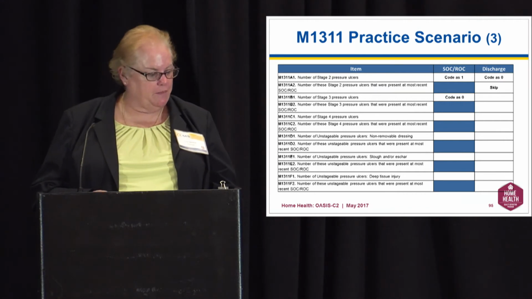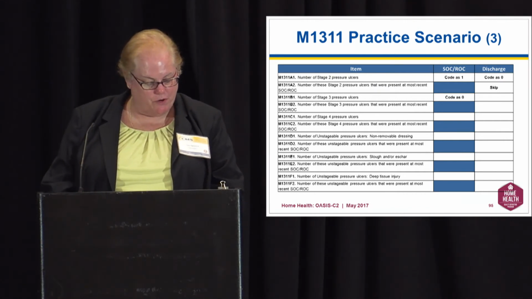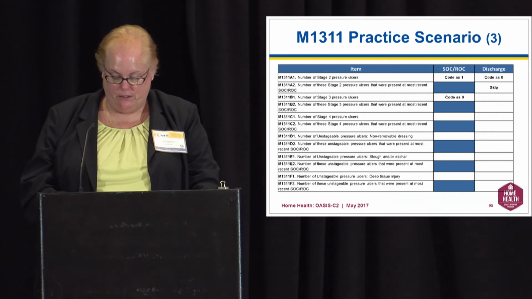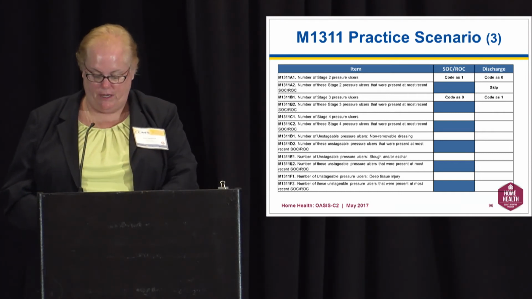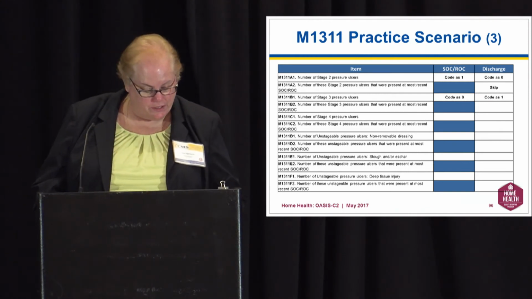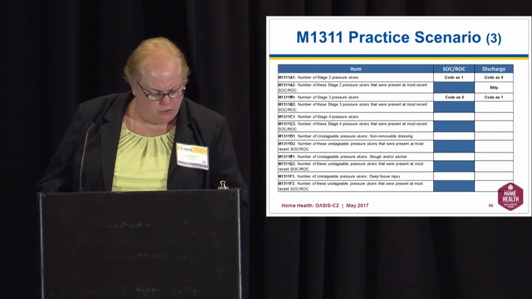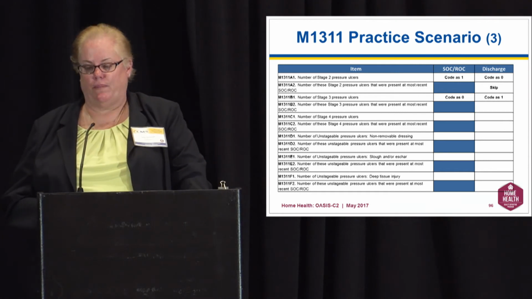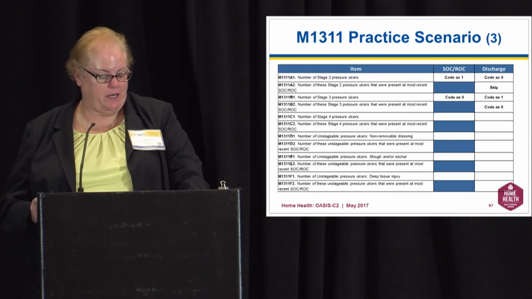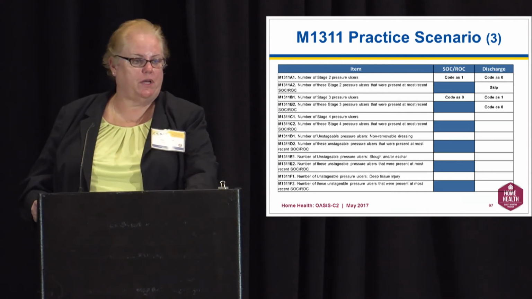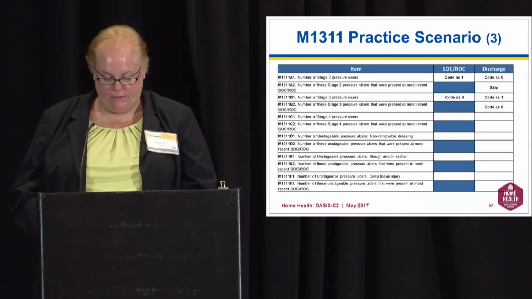Okay. So number of stage 3 pressure ulcers at the SOC/ROC? Right. Number of them at discharge? 1, correct. Okay. And then, let's see. Number of these stage 3 pressure ulcers that were present at the most recent SOC/ROC? Right, 0. Because what it's showing is worsening. They didn't have the stage 3 when you started the care, right?